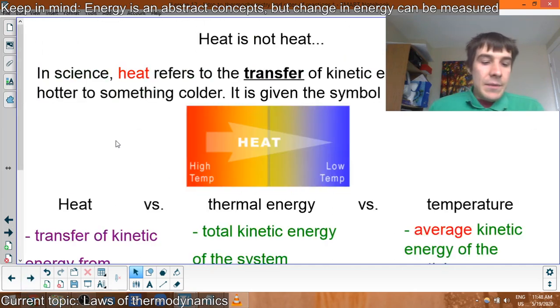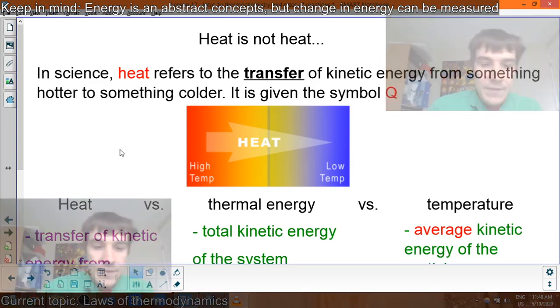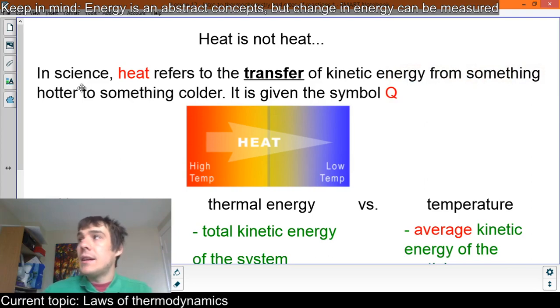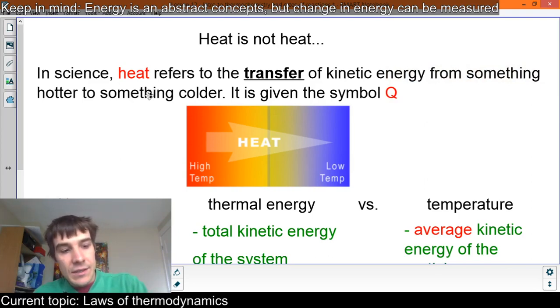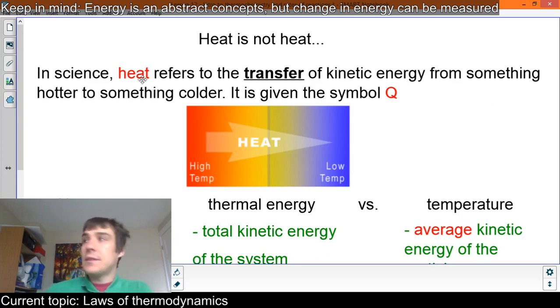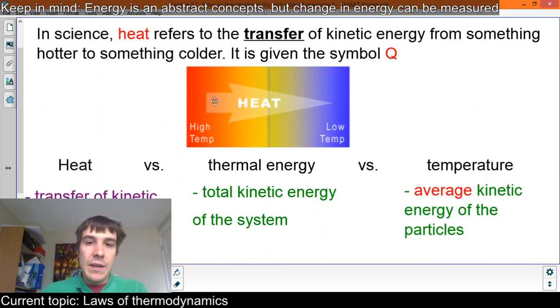Heat versus thermal energy. So this is heat. In physics, in science in general, heat is the transfer of thermal energy from something hotter to something colder. It's given the symbol Q. Don't know why it's Q. But yeah, heat is transfer of energy from something hotter to something colder. Technically, it's transfer of any energy.